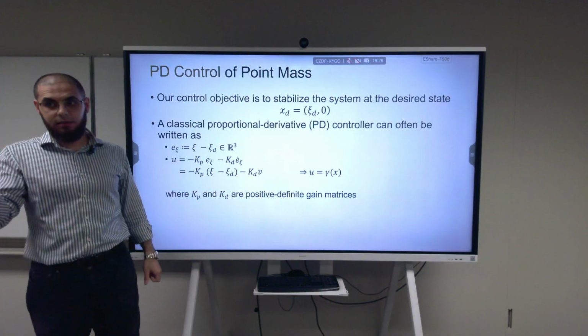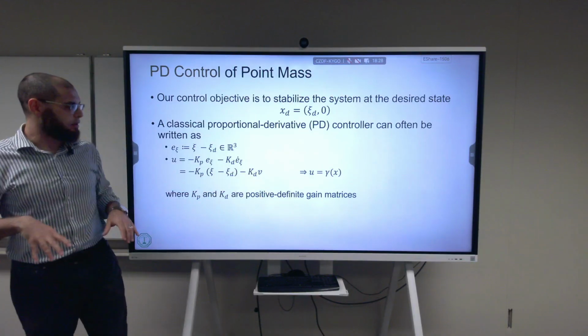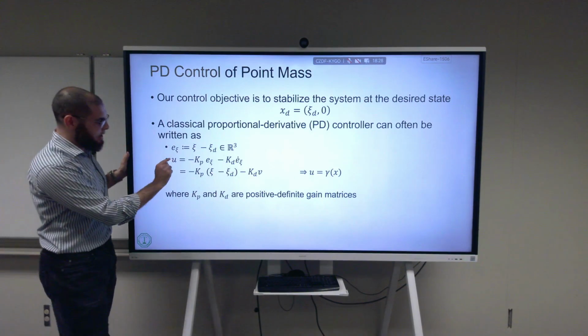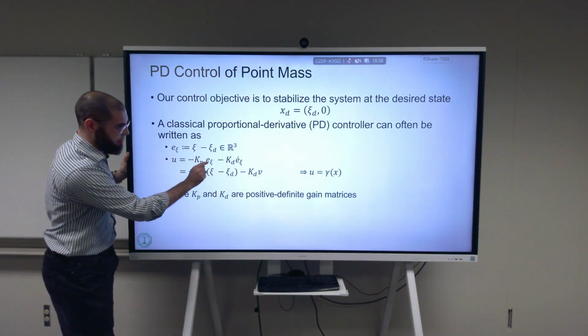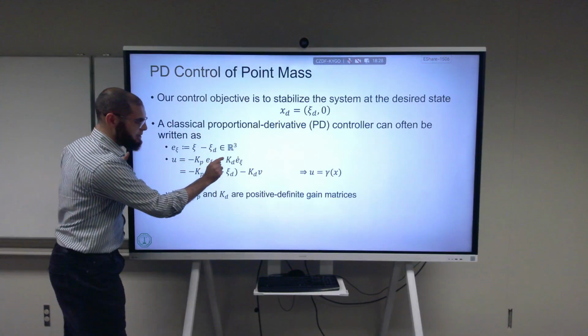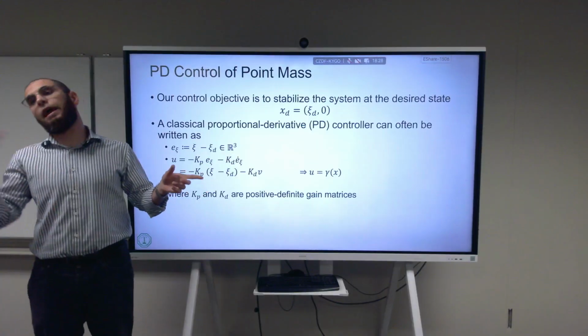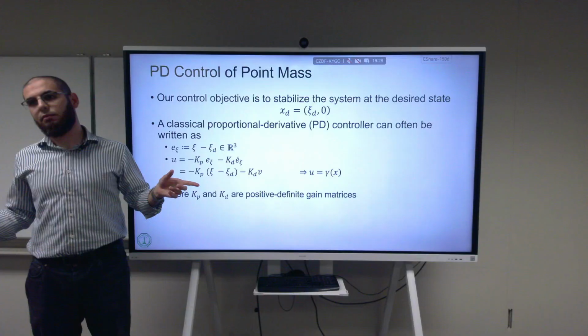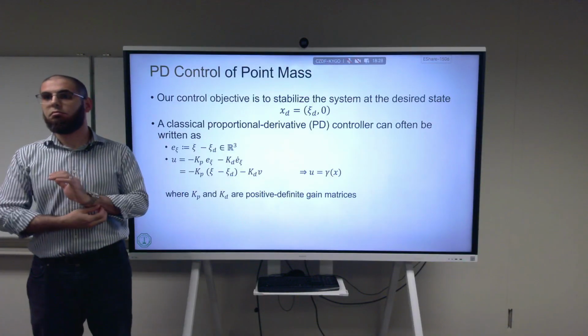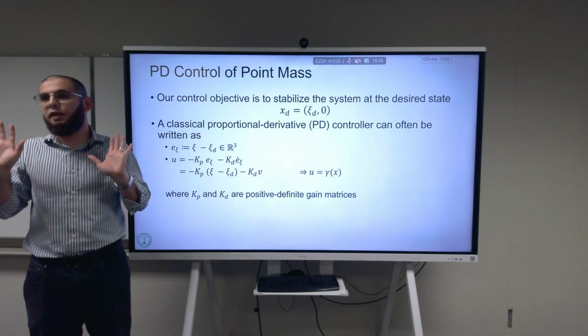There are other ways to formulate it. We could have said that u is equal to positive kp multiplied by this, plus kd multiplied by that, and we could have said that kp and kd are negative. This is based on convention. It's just a convention.